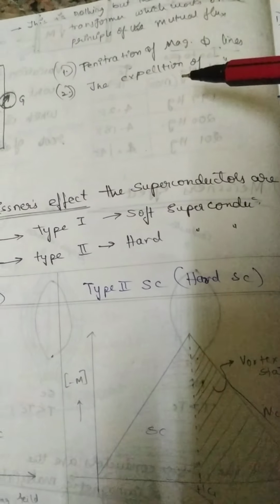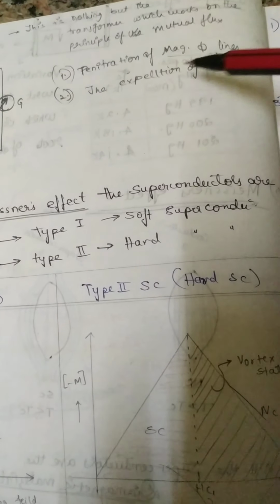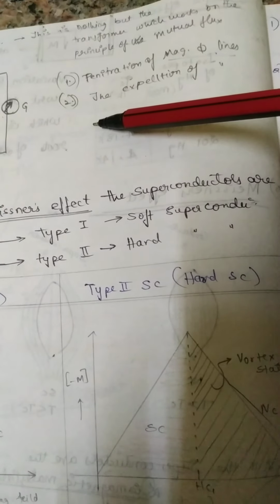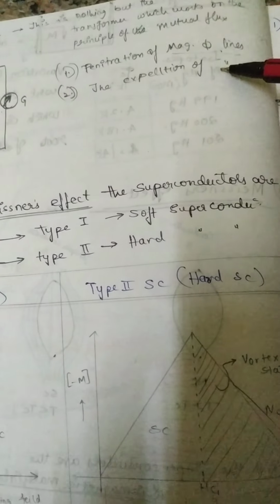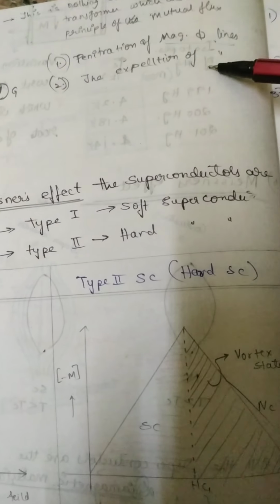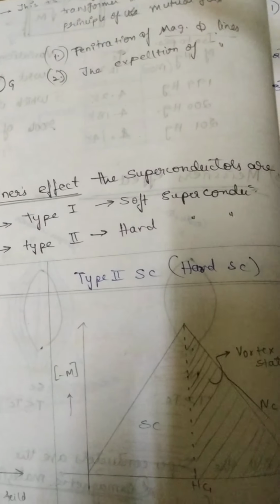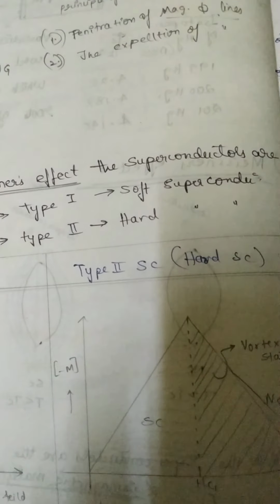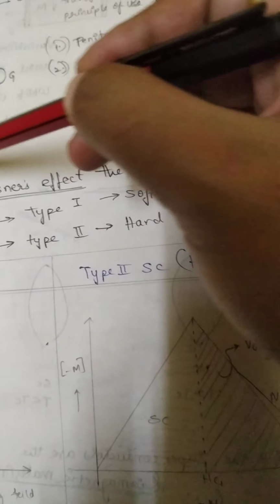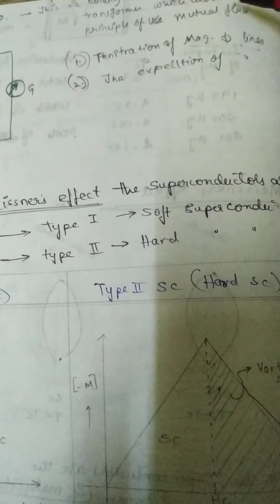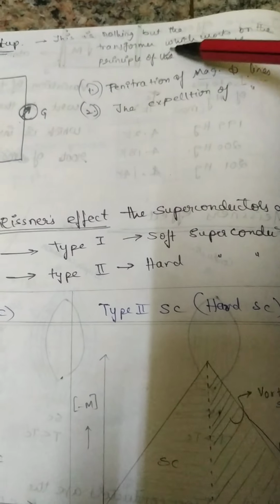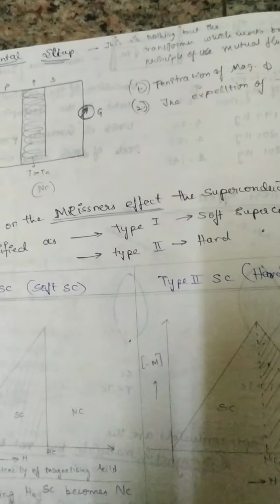First, we have to consider the penetration of the magnetic flux lines, and the second condition is the expulsion of the magnetic flux lines. We have to see both the penetration and the expulsion of the magnetic flux lines. This is an experimental setup wherein we are using a transformer.